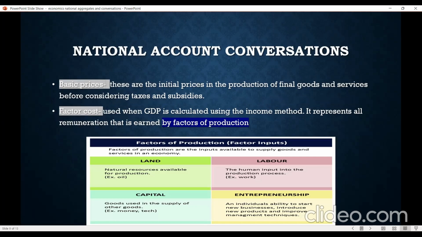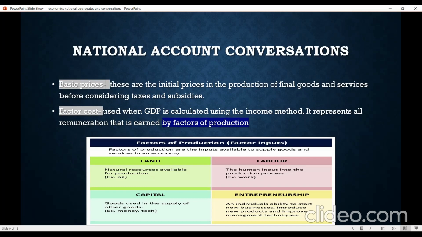Now, it represents all remuneration that is earned by factors of production, right? What are those factors of production? Remember, our factors of production are the inputs available to the supply of goods and services in an economy. They include land, labor, capital and entrepreneurship.